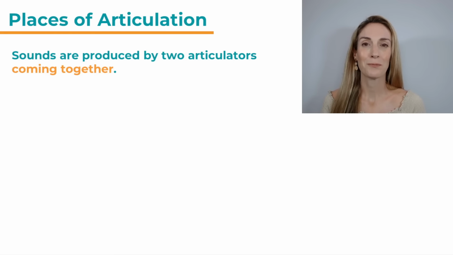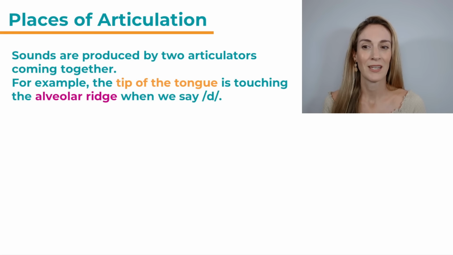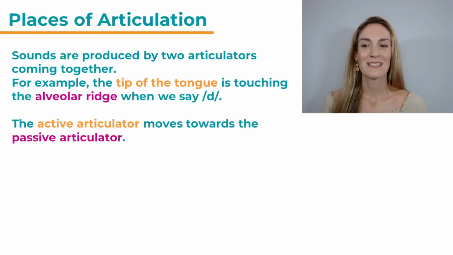Now, sounds are produced by two articulators coming together. For example, the tip of the tongue is touching the alveolar ridge when we say the sound D. So, tip of the tongue, D, is touching the little bump behind your teeth. We call it the alveolar ridge, and we produce the sound D. It's a plosive. If you want to know more about the manner of articulation, watch my other video. So, there are two articulators involved, the tip of the tongue and the alveolar ridge.